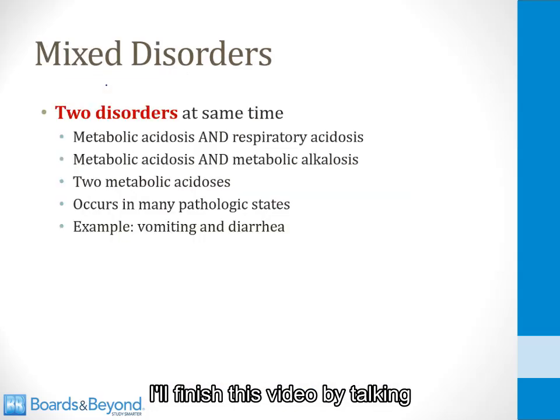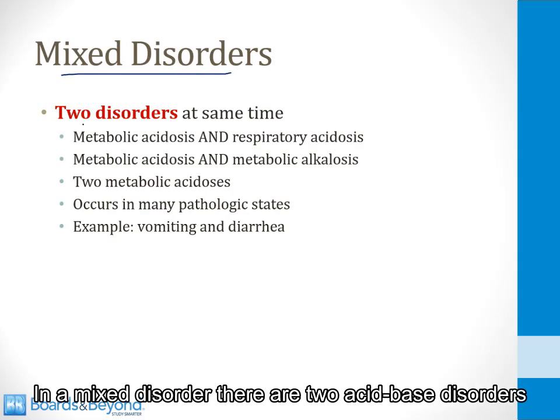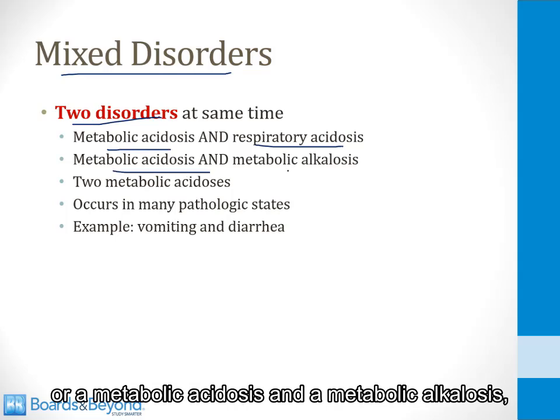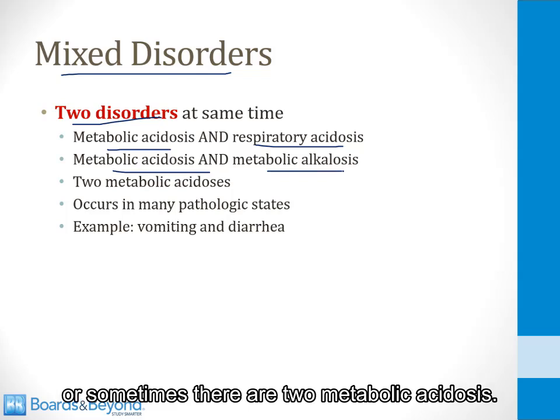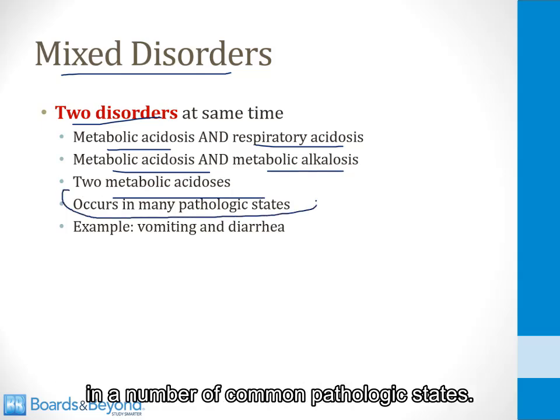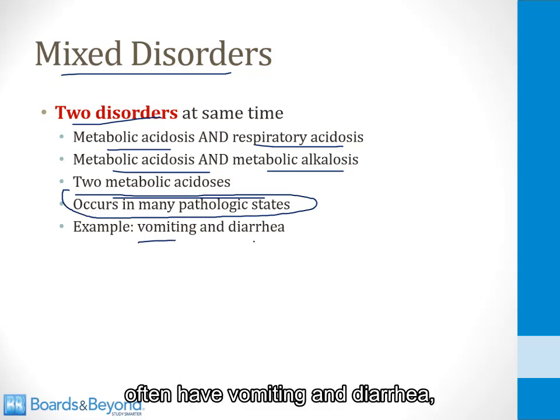I'll finish this video by talking about mixed acid-base disorders. In a mixed disorder, there are two acid-base disorders present at the same time. For example, a metabolic acidosis and a respiratory acidosis, or a metabolic acidosis and a metabolic alkalosis, or sometimes there are two metabolic acidoses. It turns out that mixed disorders actually occur in a number of common pathologic states. For example, patients with GI illness often have vomiting and diarrhea, and vomiting and diarrhea cause two different acid-base disorders.